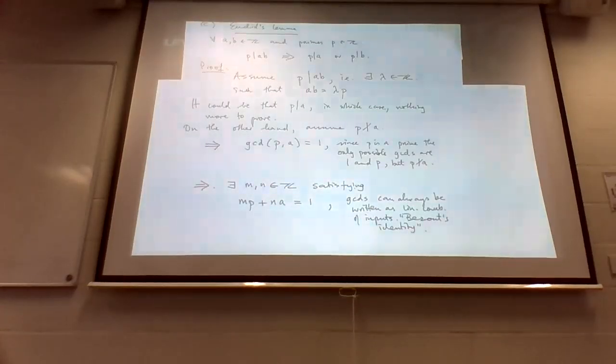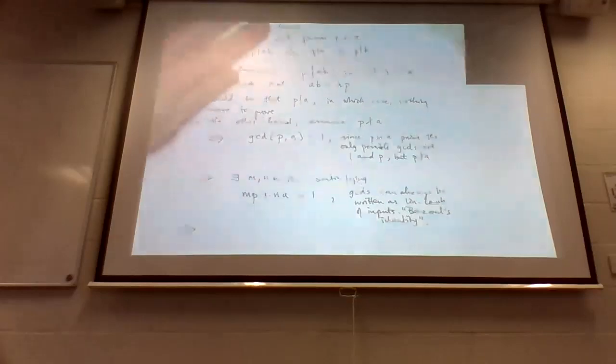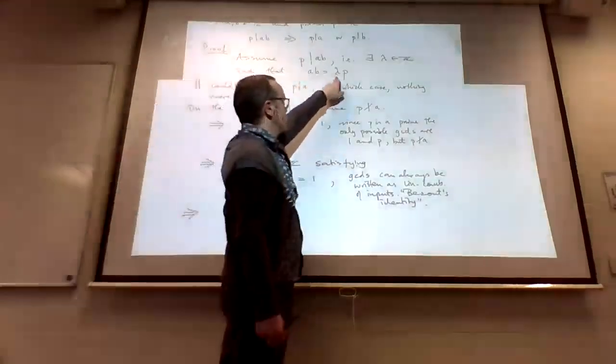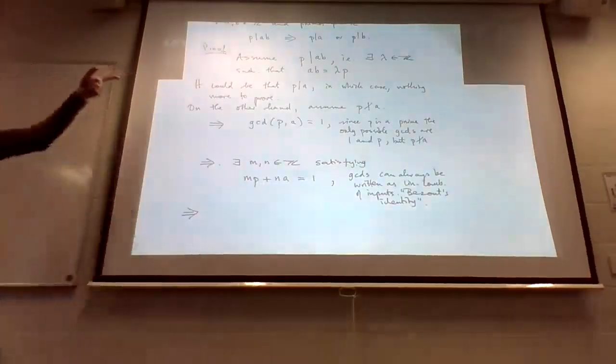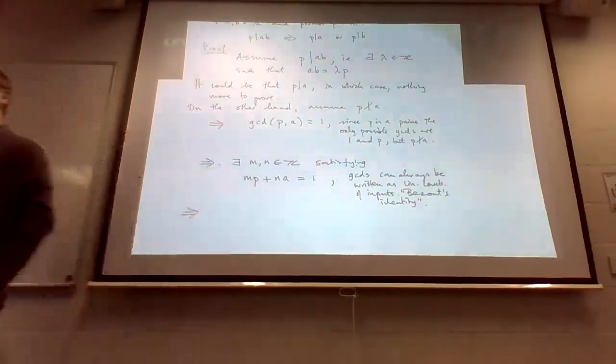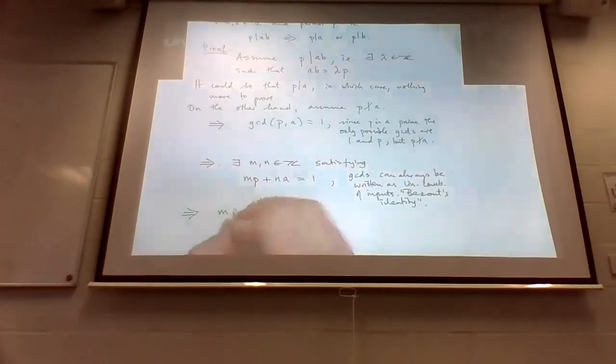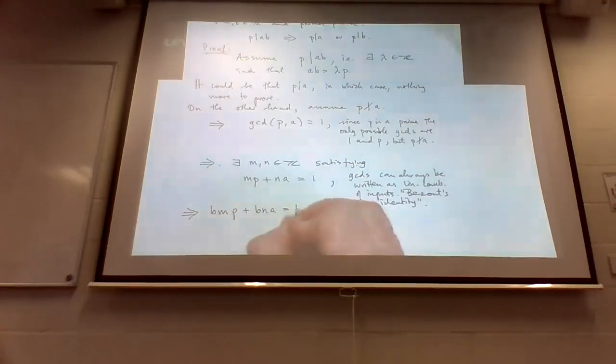Make a switcheroo with M and N? Well, what we know is that AB is some integer lambda times P. Oh yeah, we multiply both sides by B. Not a switcheroo, no. Multiply both sides by B. So you get BMP plus BNA equals B.